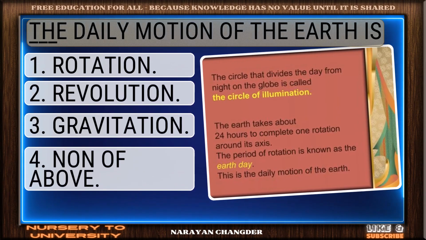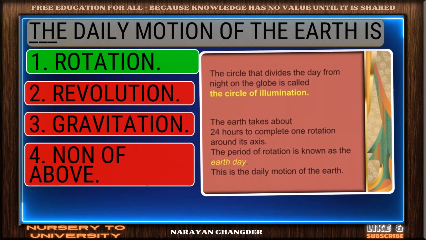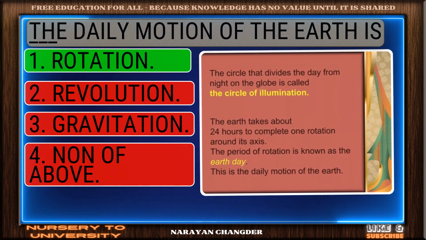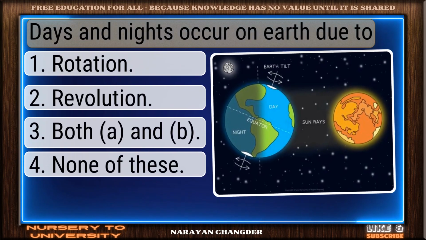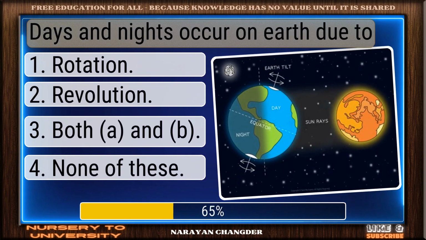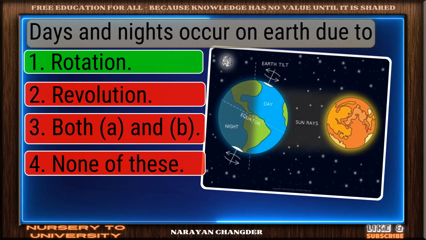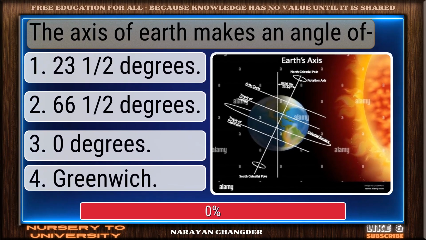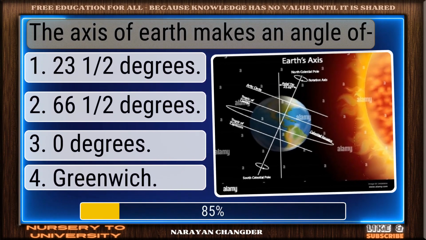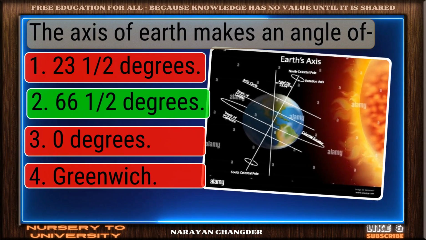The daily motion of the Earth is dash. Right choice. Rotation is the best answer. Days and nights occur on Earth due to... Sharp thinking. Rotation is the right choice. The axis of Earth makes an angle of... You chose 66 1/2 degrees, and it is correct.